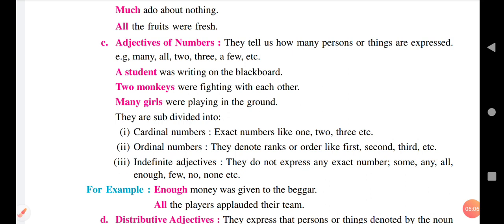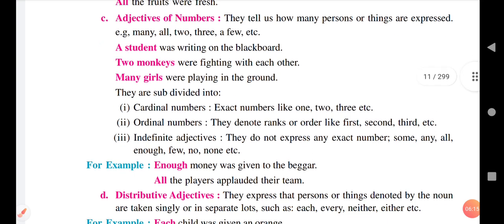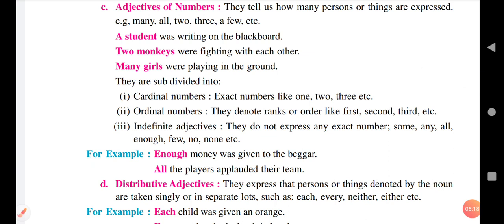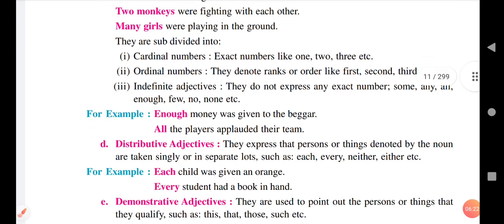Number 3, indefinite adjectives. They do not express any exact number: some, any, enough, few, no, none, etc. For example, enough money was given to the beggar. All the players upheld their team.